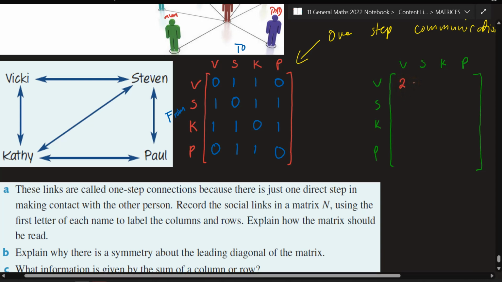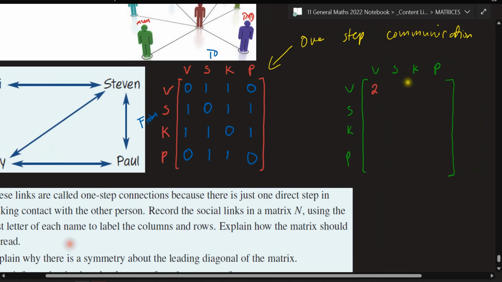Does everyone see that? So you're basically taking 2 steps, or communicating from one person to another. V to S. How many 2-steps does Vicky have to Stephen? Just 1. Good. And what's that path, Anthony? Remember, if it's 2 steps, you're going through 2 communications. Good. So you'd go down to Kathy and then up to Stephen. So that's 1 2-step from V to S.